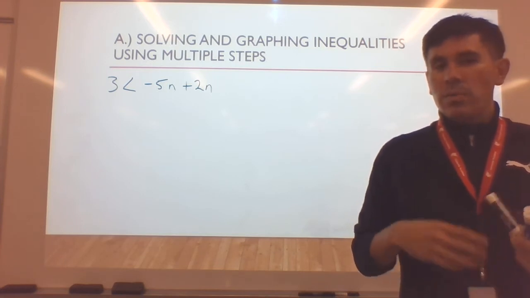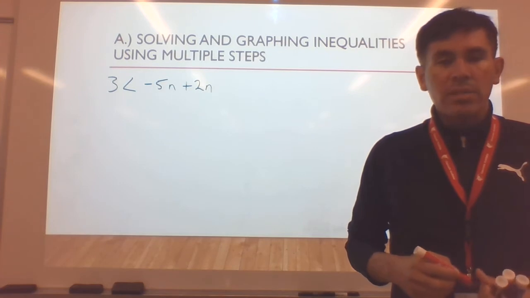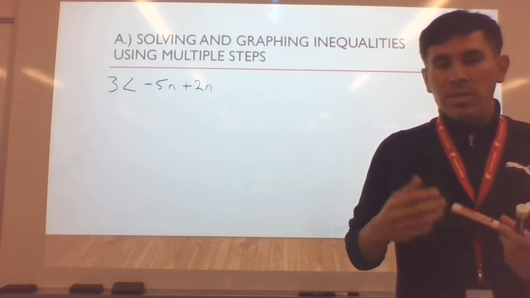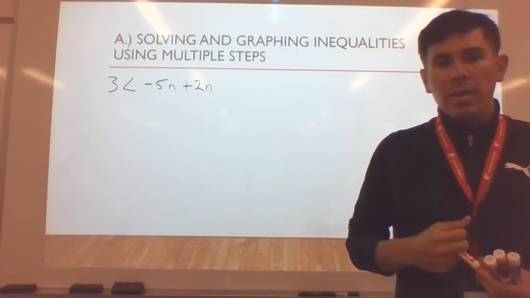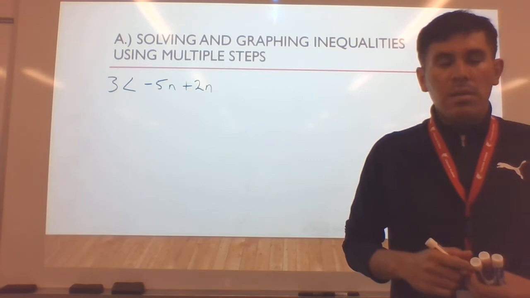So really, we're not doing anything new. We're still trying to do the same thing. We're trying to isolate the variable. So if we look at the variable is n. So we look at what's happening to n and how can we get n on one side of the inequality.